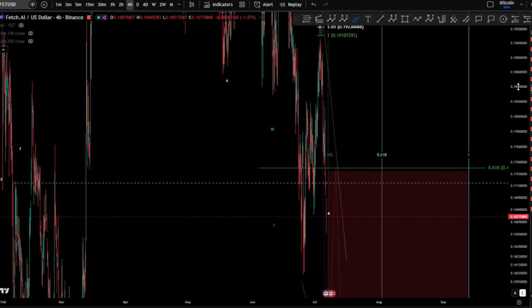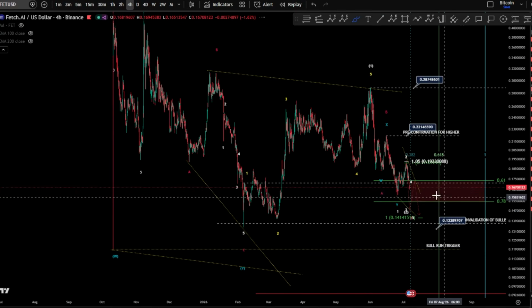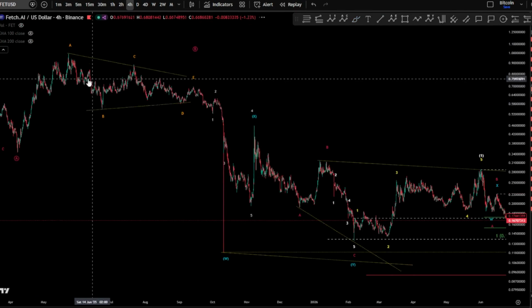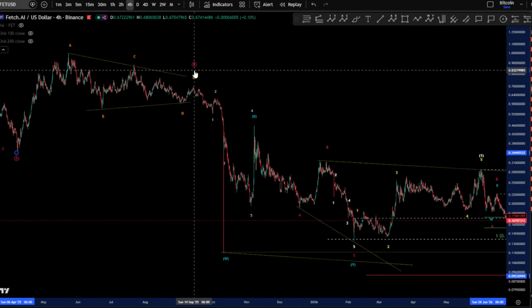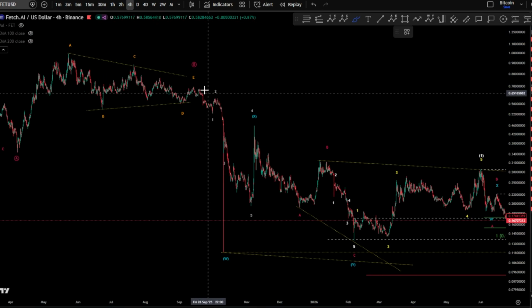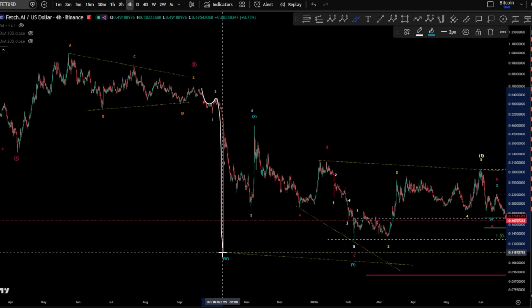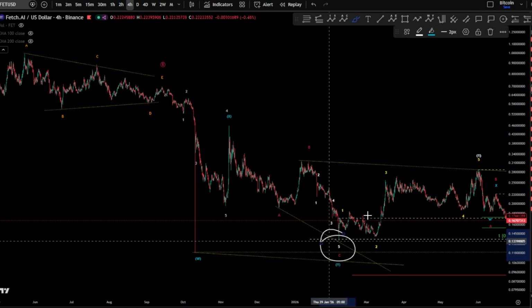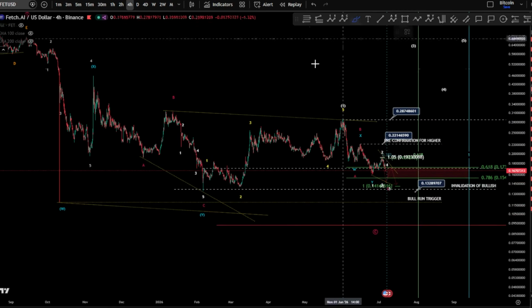Let's see FET. So for FET, we are looking at almost the same thing as for Render. We have finished our triangle here as a wave B or an X, and it is very likely to push forward with a W, an X, and a wave Y, because after this low, we start to see an impulse again.